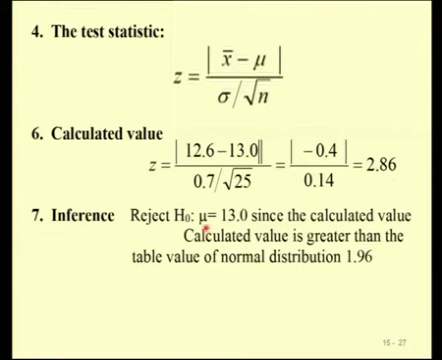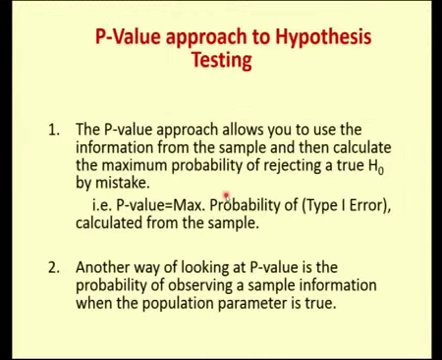Now my mu is equal to 13, and I have to compare this calculated value with the table value of Z. The table value of normal distribution here is 1.96. Since my calculated value is greater than the table value, you have to reject your null hypothesis. So the null hypothesis is rejected in this case, since my calculated value is greater than the table value. So this is an example of how to carry out a testing of hypothesis.